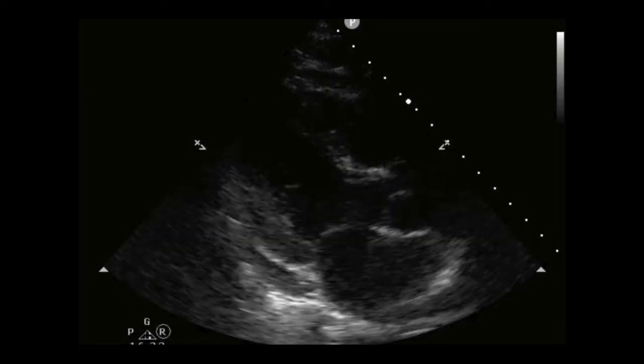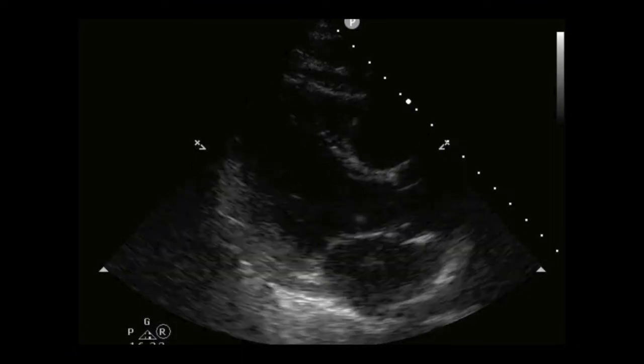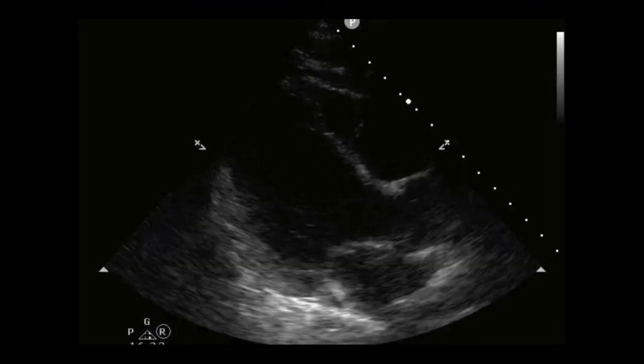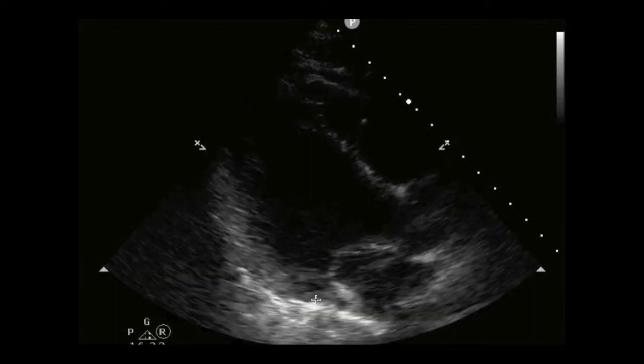First, measure the LV end-diastolic diameter by freezing the image and then navigating to the point where the mitral valve leaflets have closed at end-diastole. Measure from the inferior wall to the septum, just below the mitral valve leaflet tips. This is the LV end-diastolic diameter.